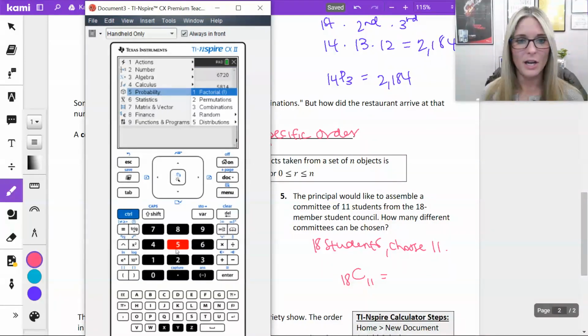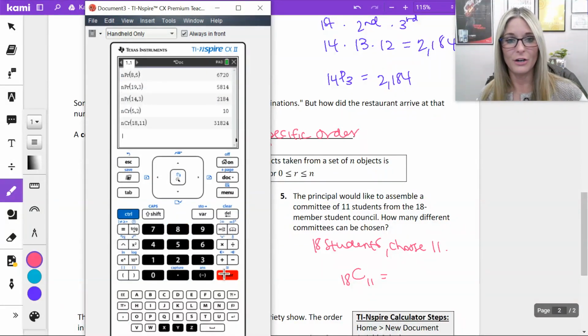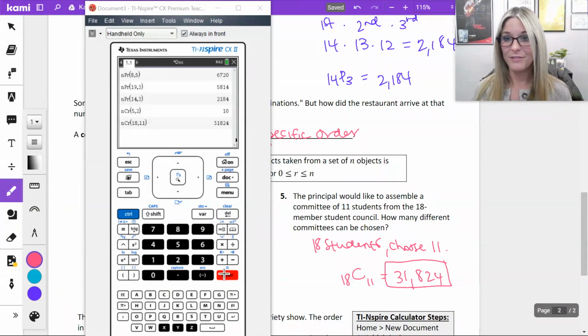Menu, probability, combination, there is number 3. From the group of 18, comma, we're choosing 11. Enter. Wow, 31,824. That's a lot of different committees that we can choose 11 from the 18.